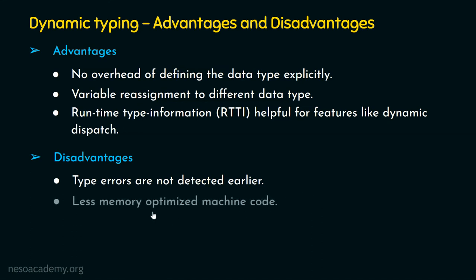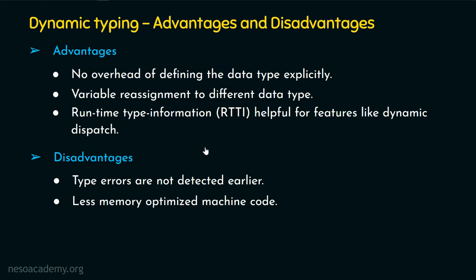Finally, let's see the last disadvantage. Less memory optimized machine code. Since the type of the data that we need in the program is not known unless and until we execute the program, the machine code that is produced is less optimal as far as memory allocation is concerned. The memory is being allocated as and when the type of the data is determined while running the program. So here we got to learn about the advantages and disadvantages of dynamic typing.